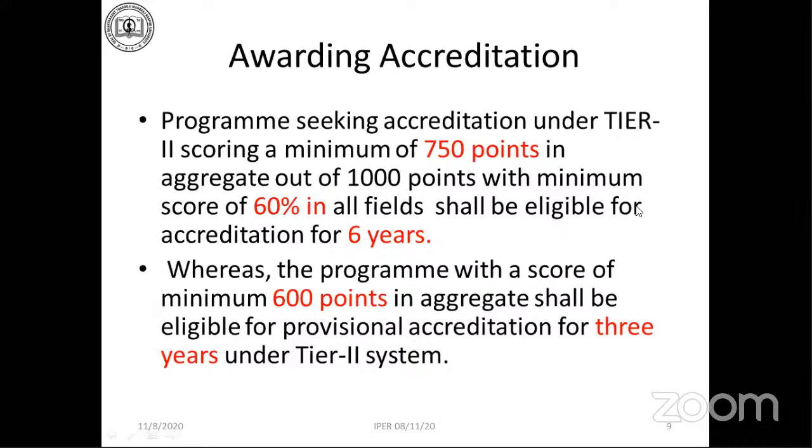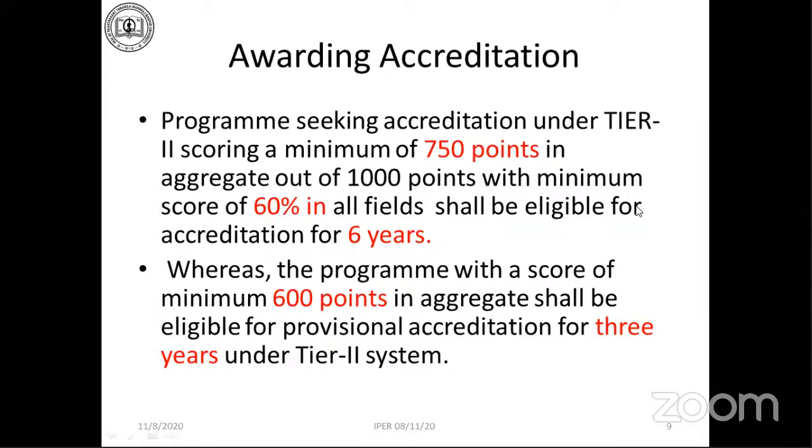So our target, as we already said, is that nobody is 100% perfect. AICTE and NBA also know that nobody is 100% perfect. As a result, they set a criterion that if you are scoring 750 points out of 1000 points and a minimum of 60% score in all the fields, that is, the 9 criteria they have defined here, then you are eligible for accreditation for 6 years.